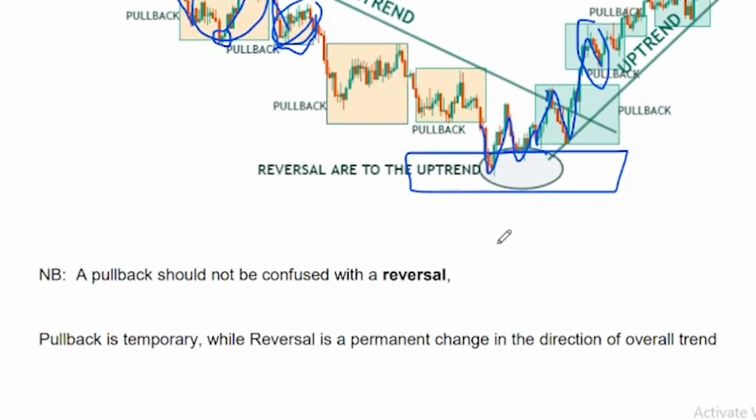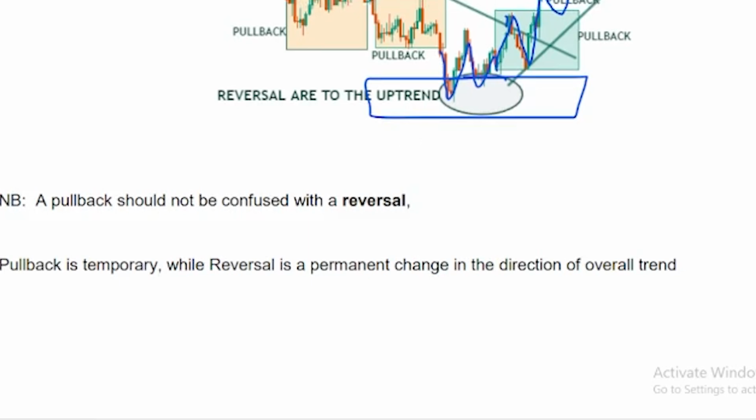Don't be confused between a pullback and a what? And a reversal. A pullback is a temporary pause of the market before we continue in the same direction. Means a pullback takes a short time and a reversal is a permanent change of the direction of the overall trend. You remember when we've been talking about the reversal. Nukuvuga ngo if the market is moving up, we are changing the direction to the downside by making what? Lower low and lower high.